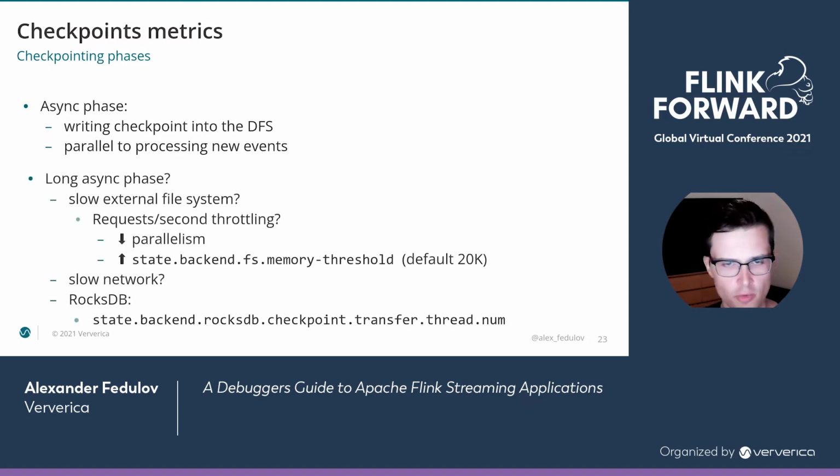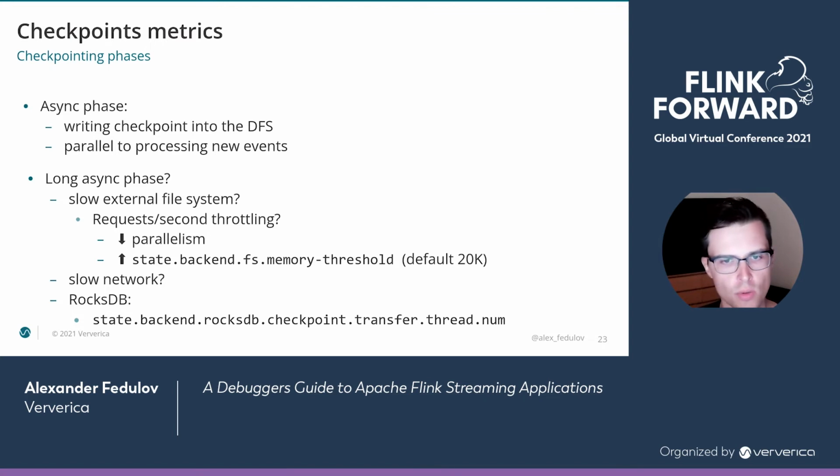What if this phase takes too long? The first thing to consider is the performance of the external file system. Is your distributed file system fast enough? Or maybe even, is it potentially throttling your writes? Some systems implement requests-per-second throttling, so they don't allow too many parallel requests. To verify that, it might be beneficial to temporarily decrease the parallelism of your application to have fewer parallel outstanding connections.